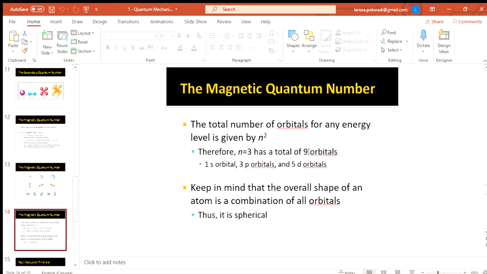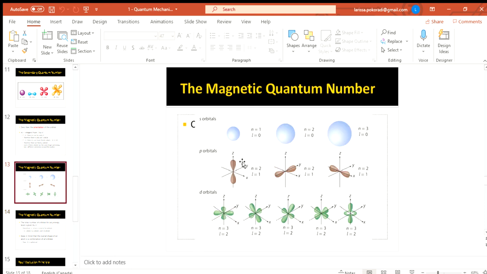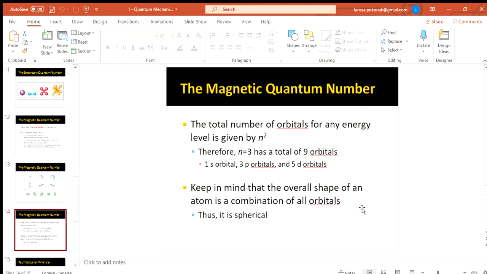So to figure out the rest of those 9 orbitals, we have 3 p's, because they can be in 3 different orientations, and 5 d's, because they can be in 5 different orientations. So we have 9 orbitals. If we wanted to fill all of those with electrons, if we have 9 orbitals, and we multiply that by 2, we can have 18 electrons by the time we're in n equals 3. Not something we'll do very often, but it is a good thing to have.